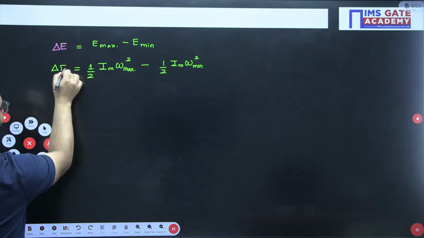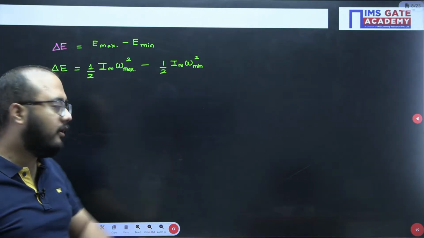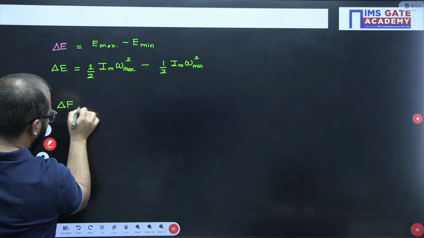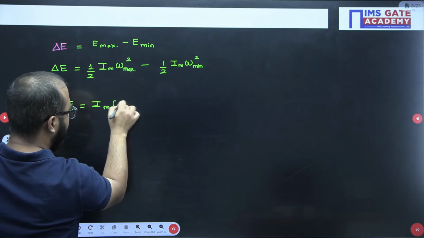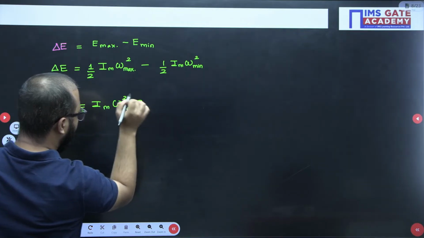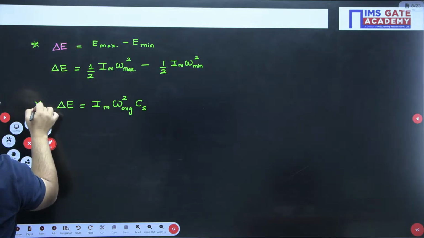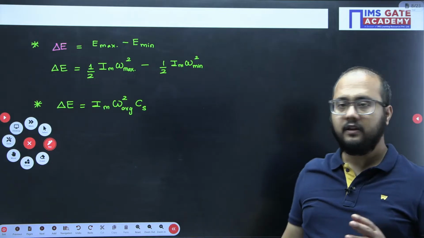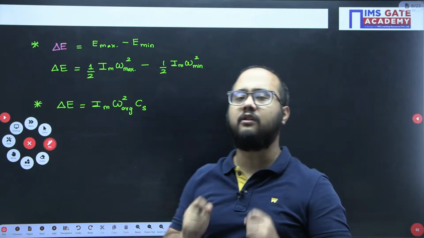From here also I will get the value of delta E. That delta E value I will put in the formula. So this delta E value is also written like this, I omega square. Is it clear, everyone? So we have done like this, right? So if you follow this approach, you can easily solve the problem, right?